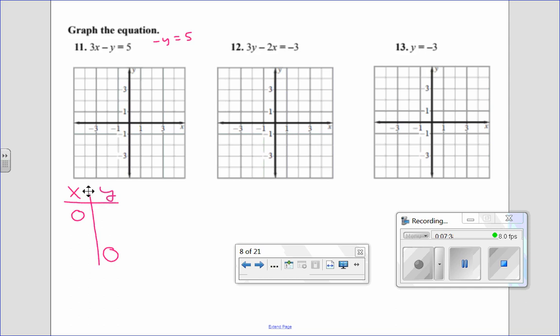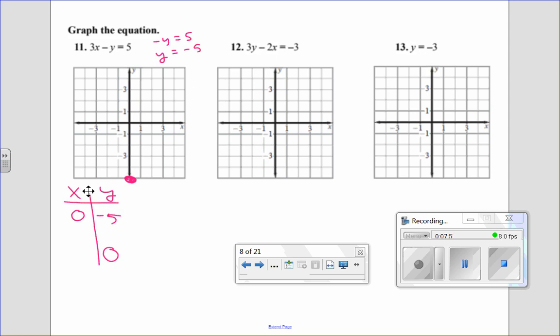I could solve that for y. What would I do? Divide both sides by negative 1. And then that's going to be y equals negative 5. So my first intercept is 0, negative 5. It'll be right here. It's the y-intercept.